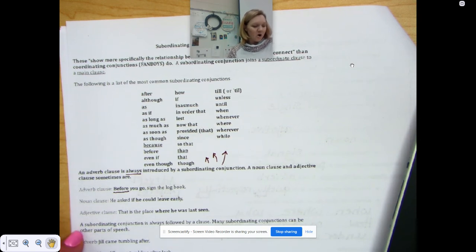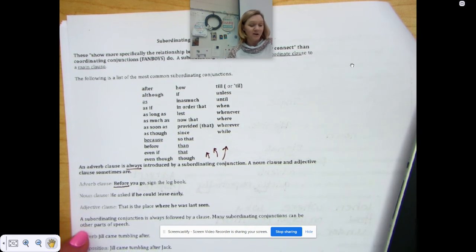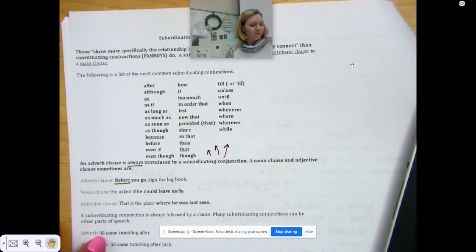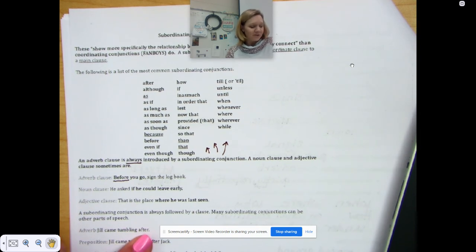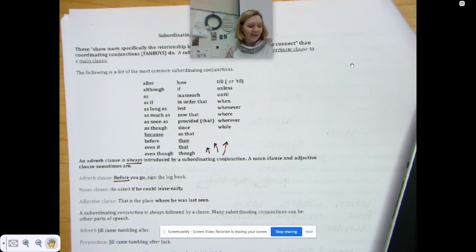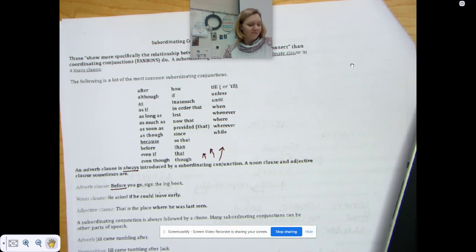A subordinating conjunction is always followed by a clause. Many subordinating conjunctions can be other parts of speech. For example, adverb. Jill came tumbling after. Preposition. Jill came tumbling after Jack. As a subordinating conjunction, Jill came tumbling after Jack had fallen.